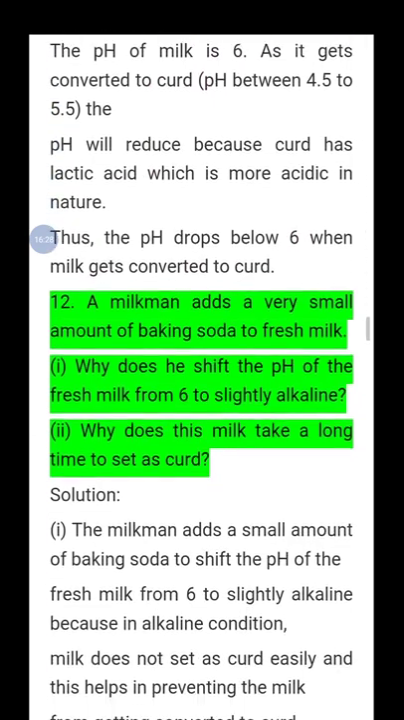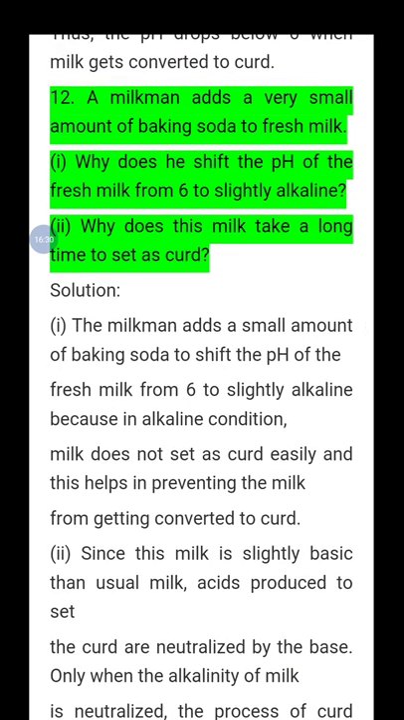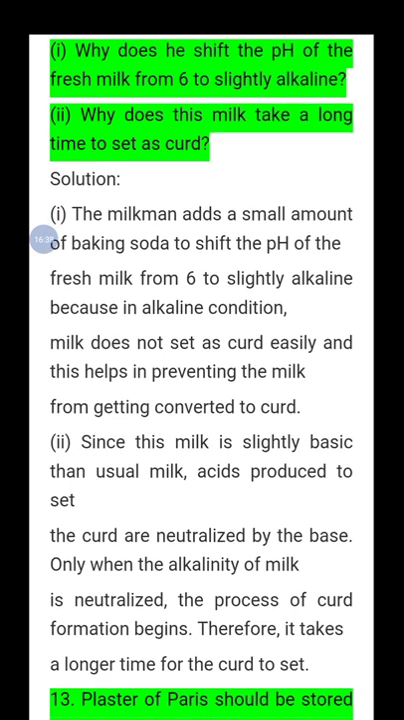Next one. A milkman adds a very small amount of baking soda to fresh milk. Why does he shift the pH of the fresh milk from 6 to slightly alkaline? Why does this milk take a long time to set as curd? Now, many milkmen add small quantities of other substances to the milk, like baking soda. What happens when he adds baking soda?